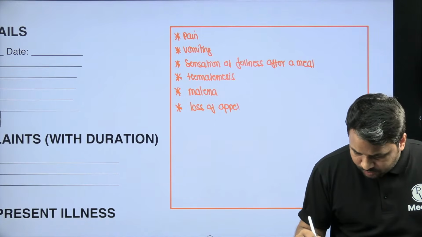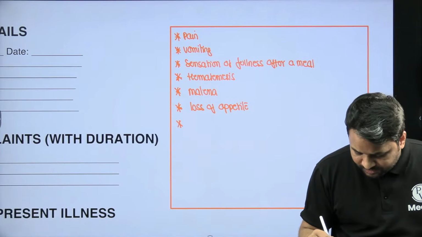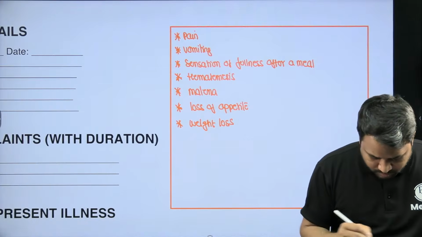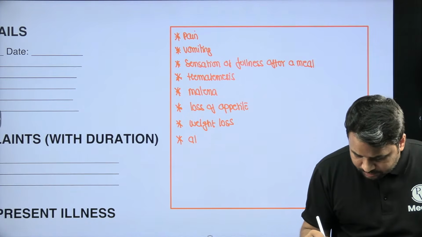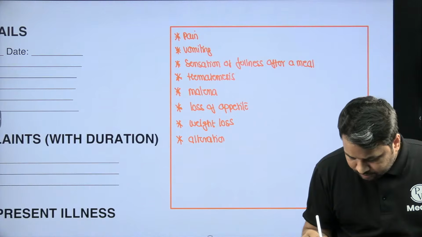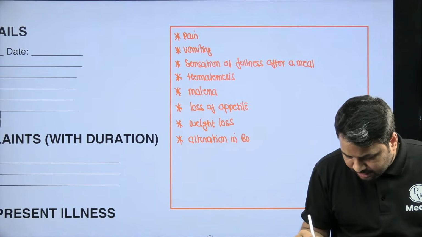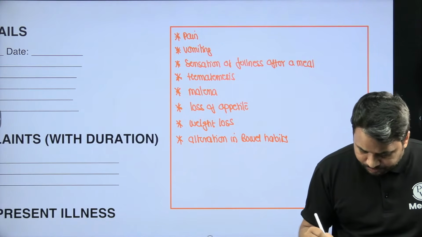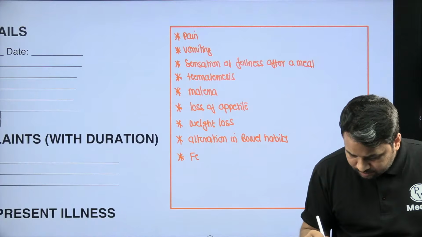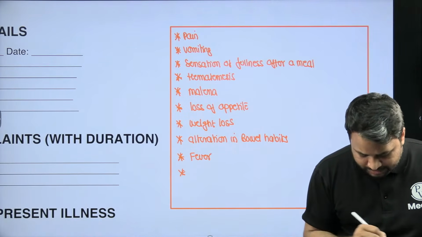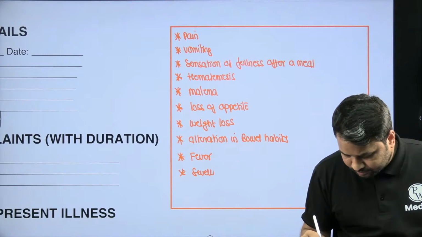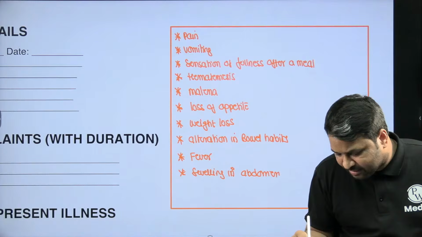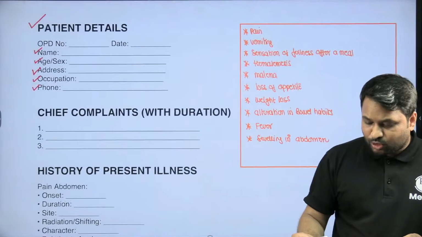It is loss of appetite, weight loss, alteration in bowel habits. It's more predominantly seen in colonic pathologies. Fever and swelling in the abdomen. So a combination of these symptoms will actually point towards a diagnosis.